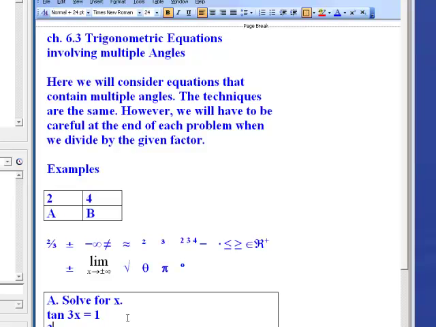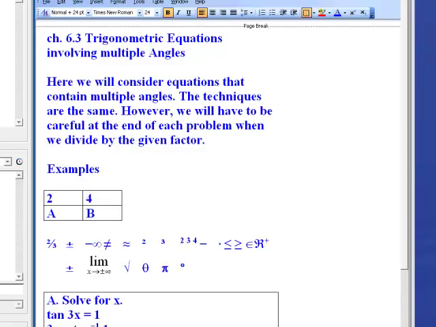So this one here obviously is going to come out to 3x equals inverse tangent of 1, and the solutions we're going to come up with will be 3x equals, of course, the inverse tangent of 1, which is 45 degrees. We have a second solution at 225 degrees in the third quadrant.